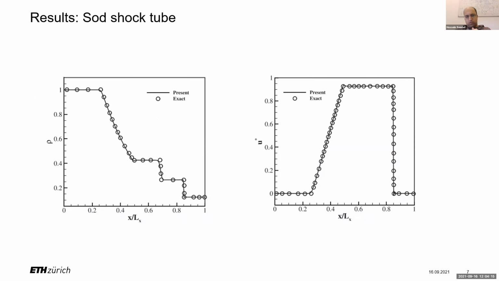So now with this model, this is the first test case that we consider, the Sod shock tube. Here you can see the results of the density profile and velocity profile compared with the exact solution. And you can see the agreement is very good, apart from minor oscillations close to the discontinuity.